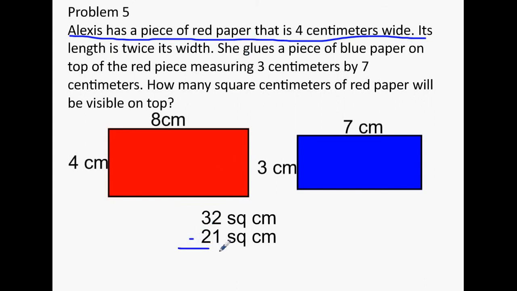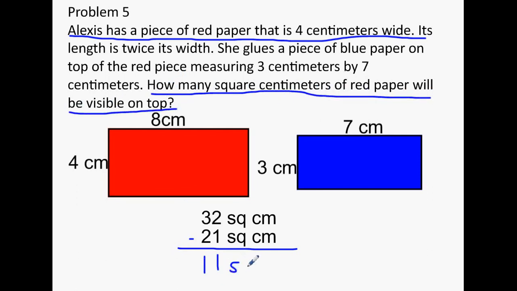Let's subtract real quick. Here we go. 2 minus 1 is 1. 3 minus 2 is 1. So how many square centimeters of red paper will be visible? It's 11 square centimeters. All right, you guys did a really nice job. So go ahead and take your paper and turn it in. Nice job today.